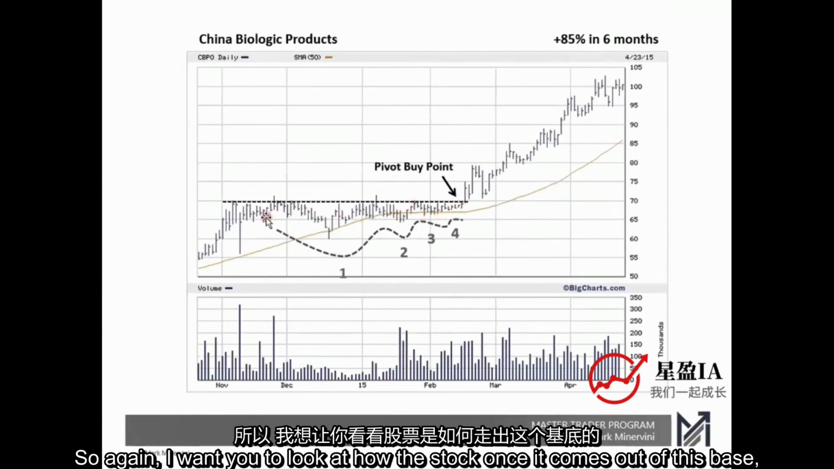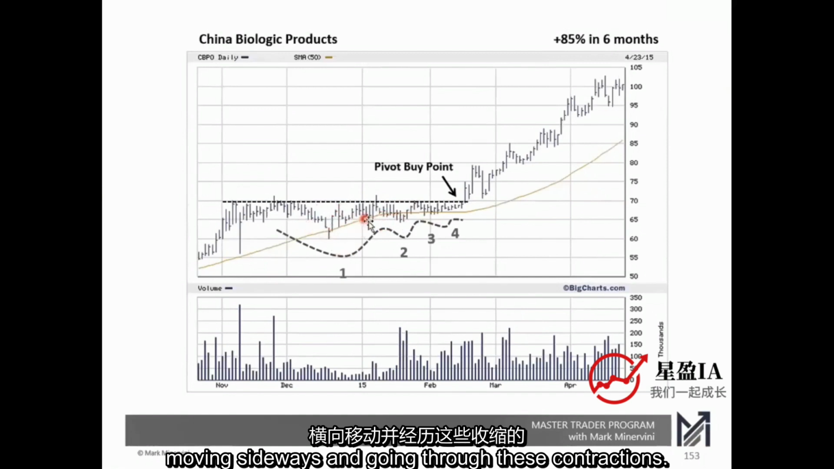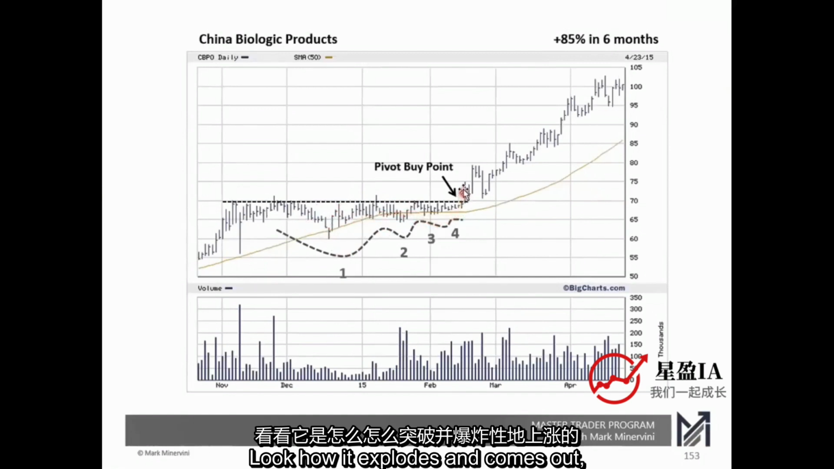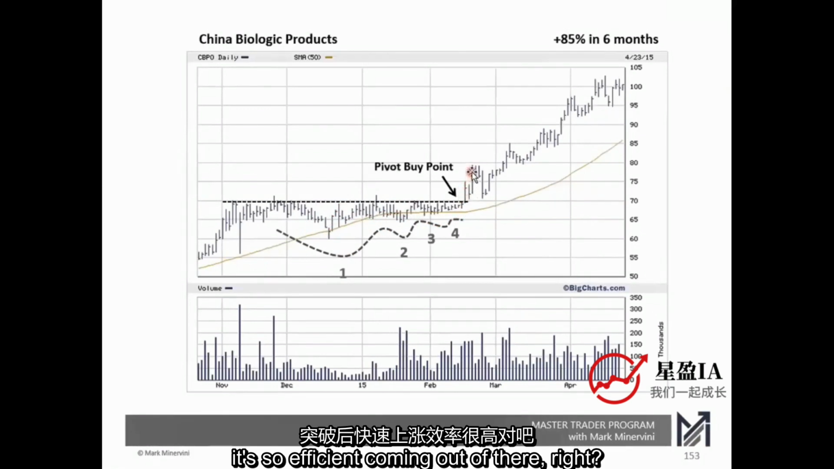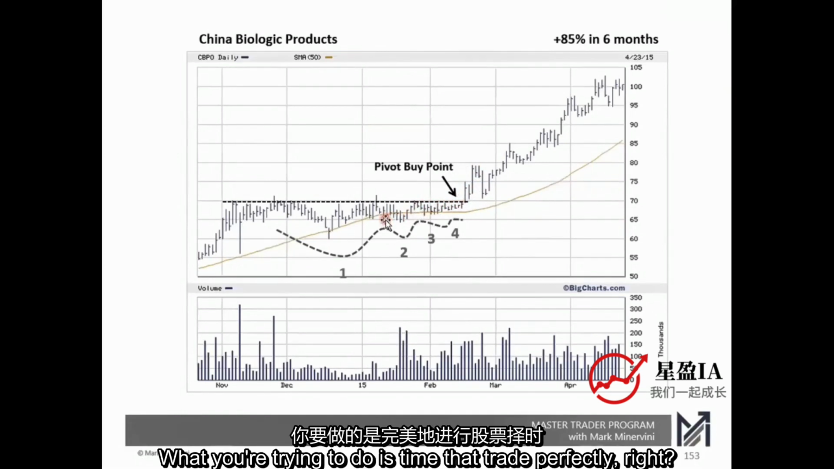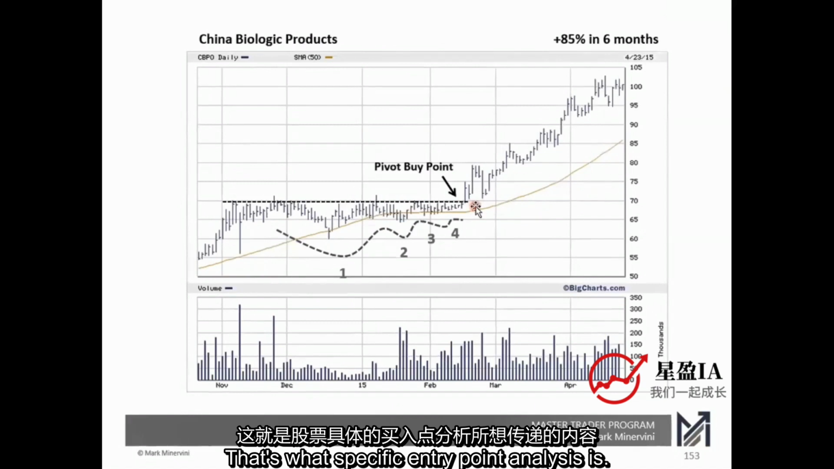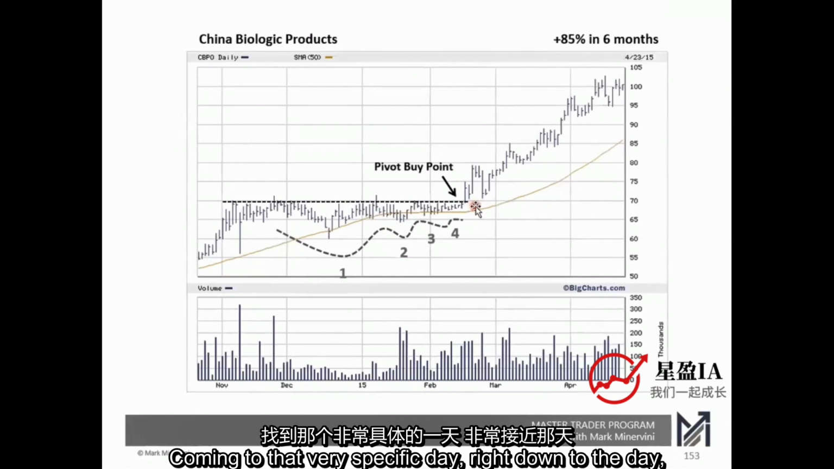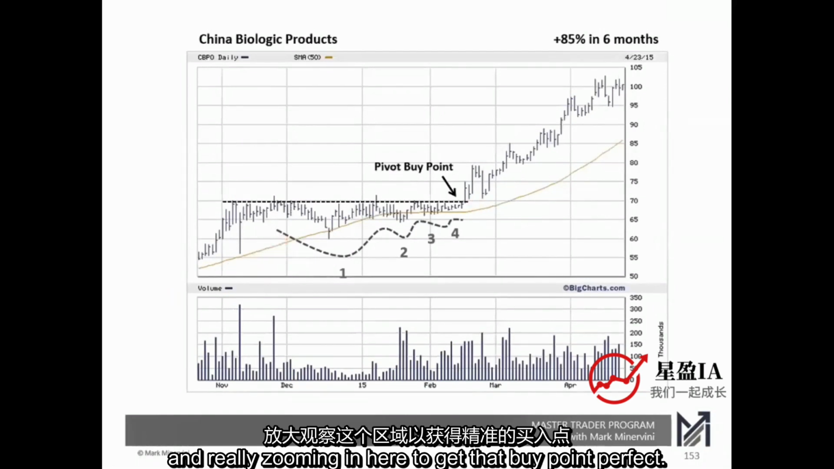So again, I want you to look at how the stock, once it comes out of this base, just moving sideways and going through these contractions, look how it explodes and comes out, and it's so efficient coming out of there, right? That's the lack of supply. The lack of supply sets that up. And what you're trying to do is time that trade perfectly, right? That's what specific entry point analysis is. Coming to that very, very specific day, right down to the day, and really zooming in here to get that buy point perfect.